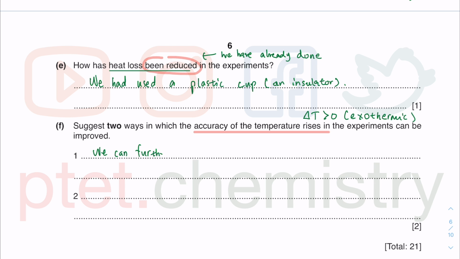So you can only use this once. You can only talk about reduce heat loss once, but they want 2 improvements. So how can you further reduce heat loss? Use a plastic lid. You want to use something which is an insulator to cover the cup. How else can you improve the accuracy?